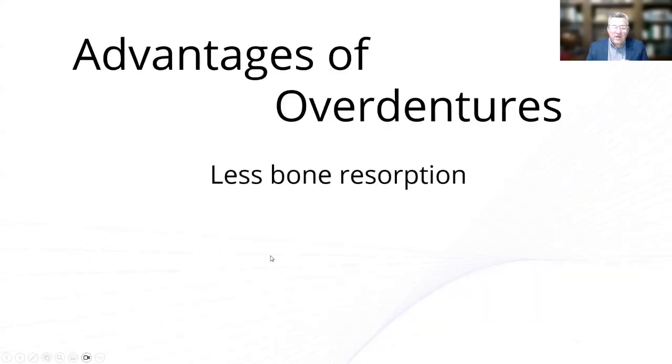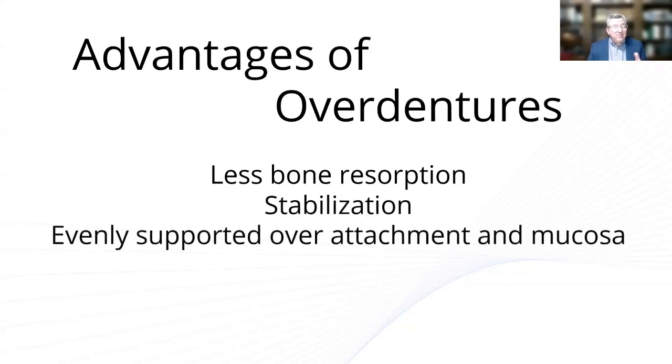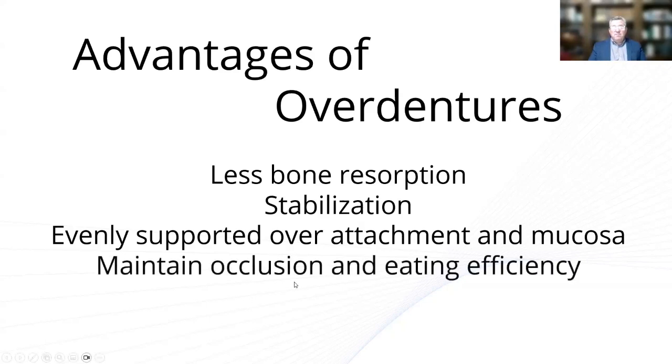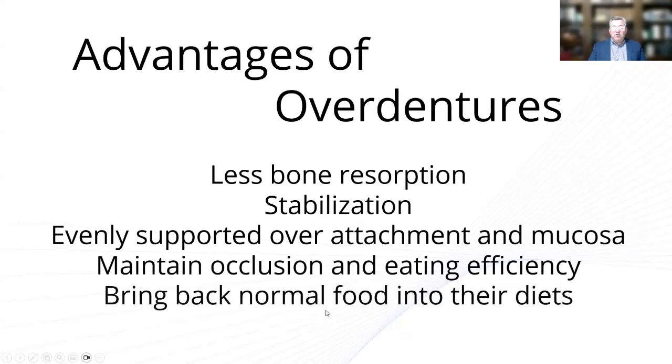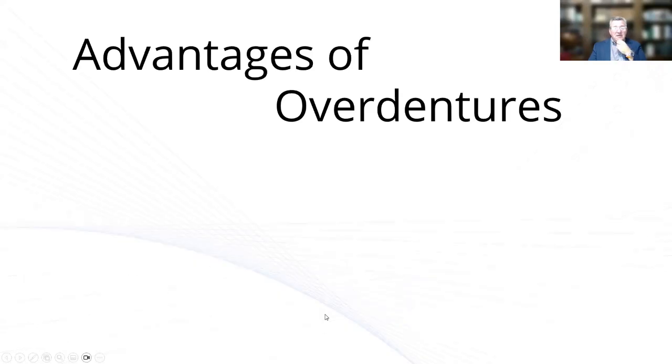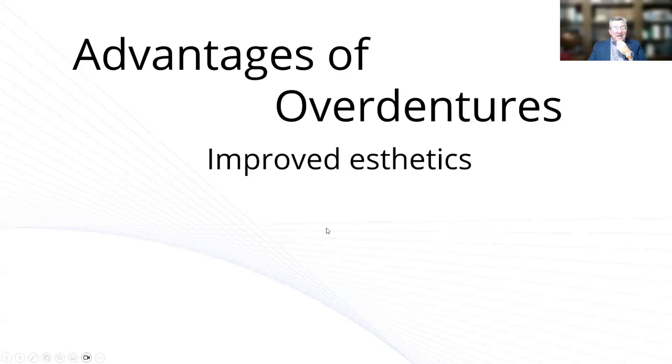So the advantages of creating an overdenture situation: you get less bone resorption now because we're stimulating the bone. We get stabilization because, remember, this is implant retained, not supported. So the implants are keeping it in place. The tissue is supporting the occlusal forces, so it's better on the implants now. Even the support over the mucosa is very important. Maintain occlusion, eating efficiency, bring back normal food to their diet. That is important. Improve aesthetics.